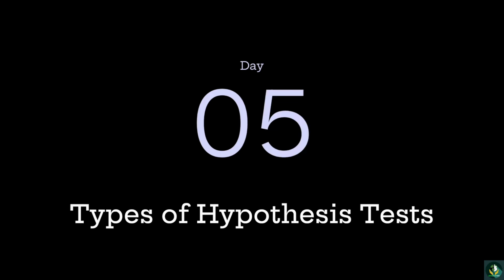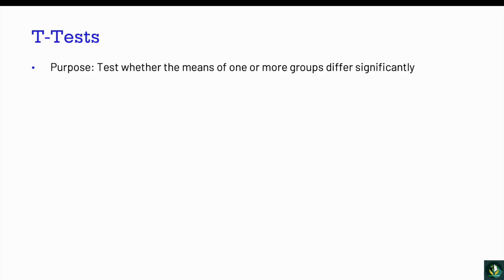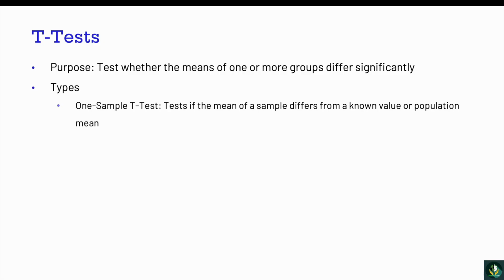Day 5, types of hypothesis tests. Today we're going to look at different tests, and we're going to start with t-tests. The purpose of t-test is to test whether the means of one or more groups differ significantly. There are different types. First is one sample t-test. This tests if the mean of a sample differs from a known value or a population mean.